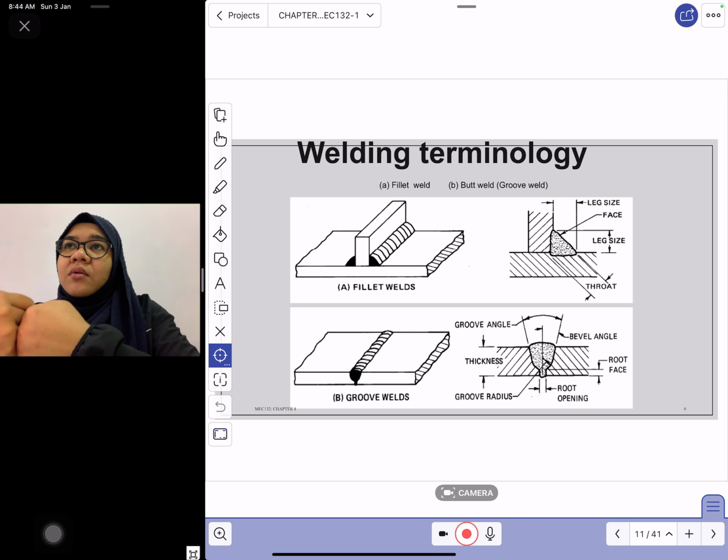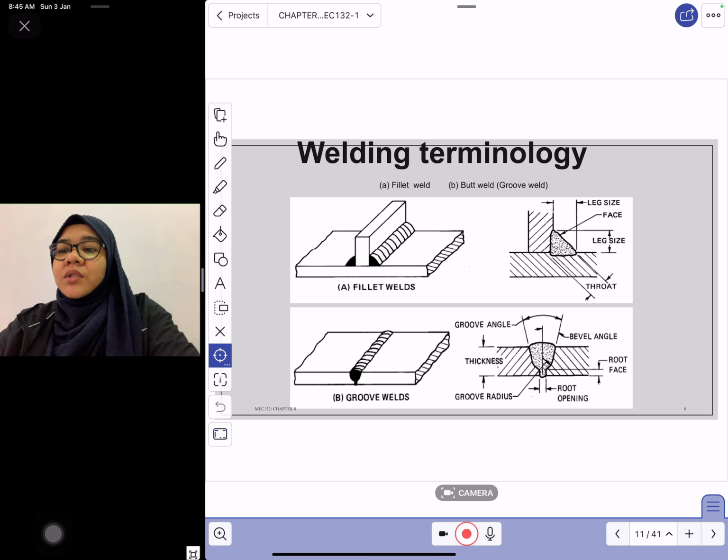Okay, kita tak boleh rapat sangat. Kalau rapat sangat pun kita tak ada ruang untuk dia letak kita punya filler material tu kan. So kena ada ruang sikit. So dia panggil sebagai root opening.